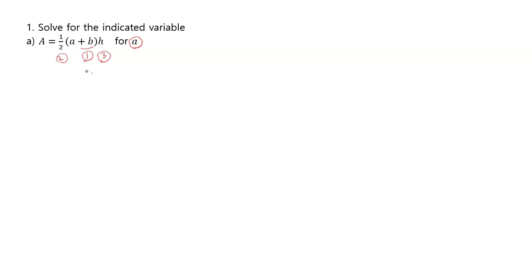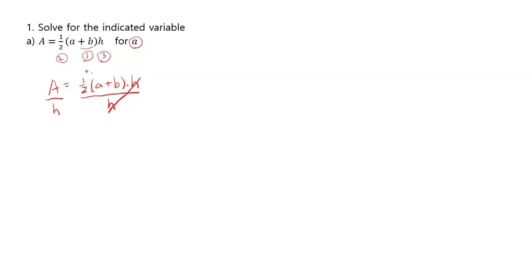So because I'm saying that h was done last, I'm going to divide both sides by h. Whatever was done last should be undone first. So I'm going to divide by h. And the reason I'm dividing by h is because h is multiplied, and the opposite operation of multiplication is division. So that's why I'm dividing by h.